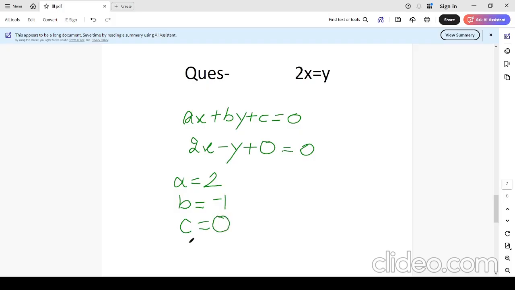So the value of the constant can be 0, but the values of a and b cannot be 0, because if the constant is 0, the equation is still in two variables and the degree is 1. So it's a linear equation in two variables. So the constant can be negative, positive, or 0.